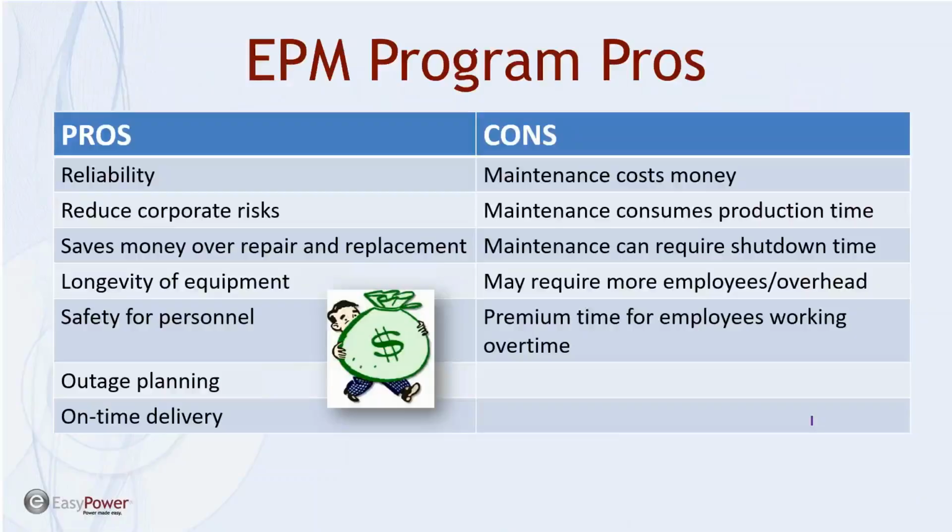These are some pros and cons of the electrical preventive maintenance program. Obviously the pros are reliability, reduced corporate risk, saving money, longevity of equipment, safety for personnel, which is a big one, outage planning, and on-time delivery. The cons are that it costs money, and people have to look at that. What's it going to cost? What's the risk to the company? And the people at the top have to make that decision: is this worth the money or not? In my book, it's definitely worth the money because one event could take away 10 or 15 or 20 years of maintenance.